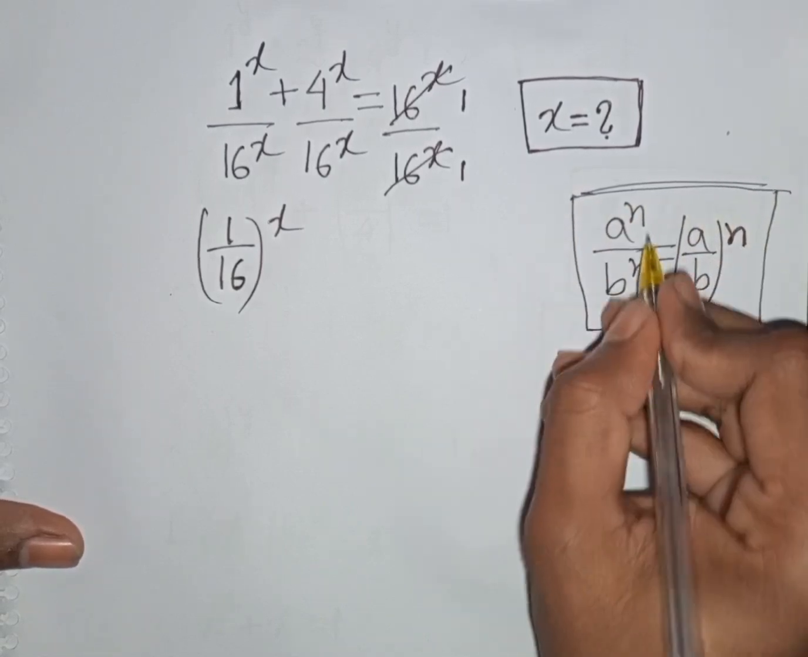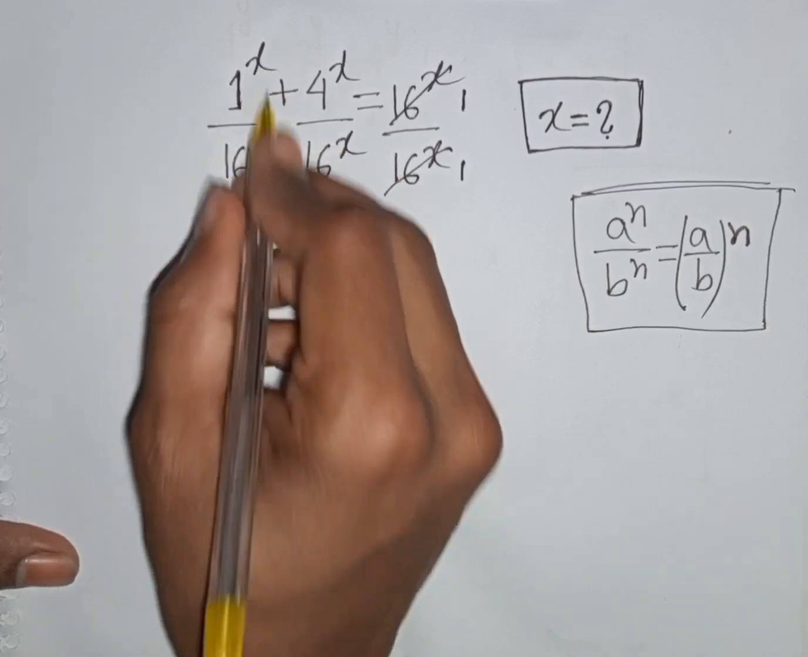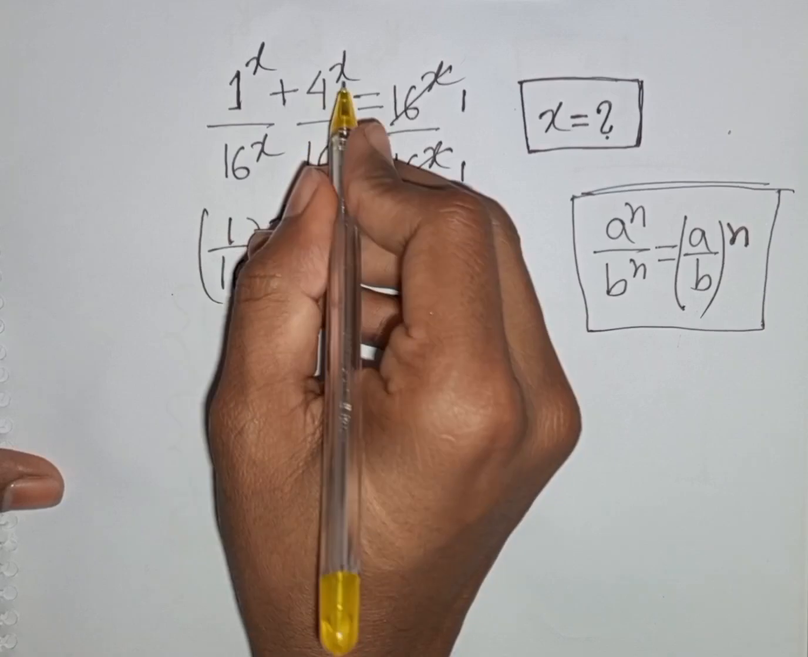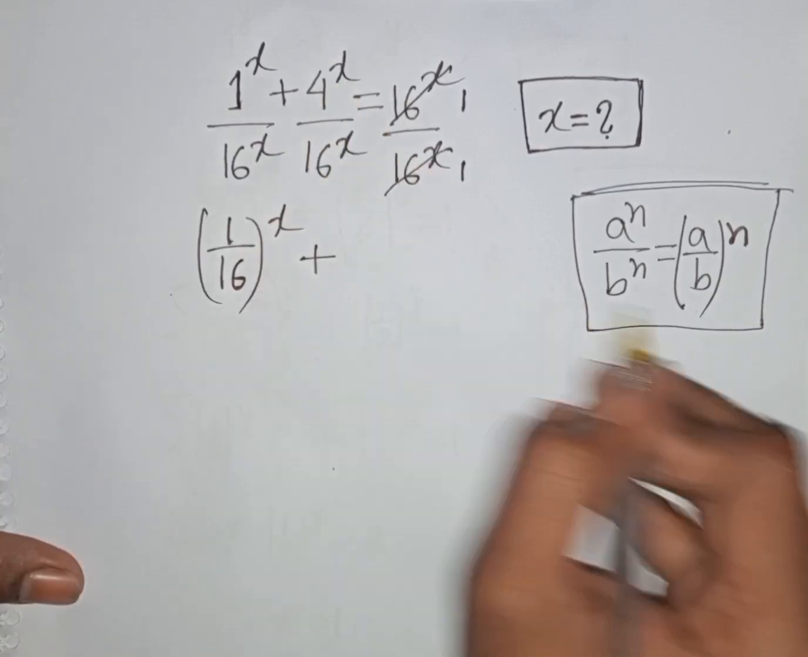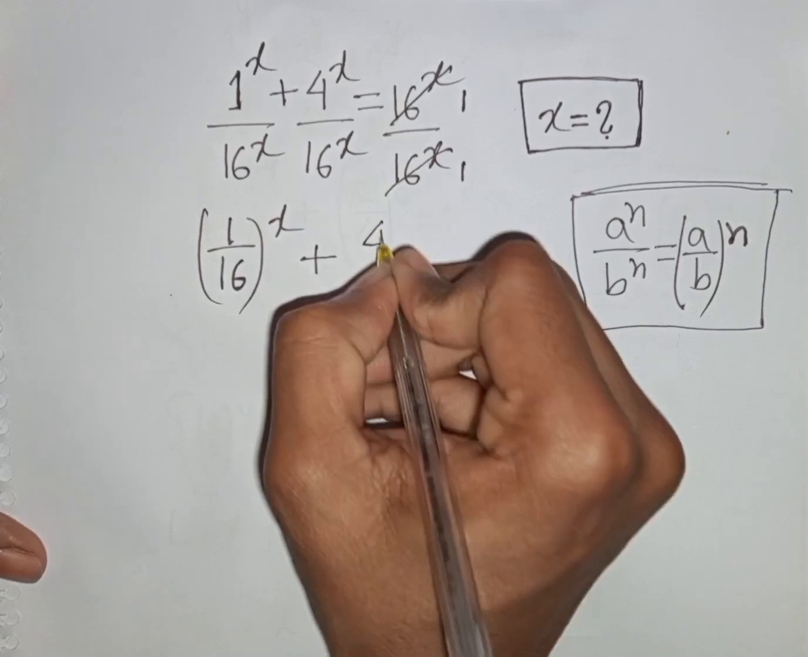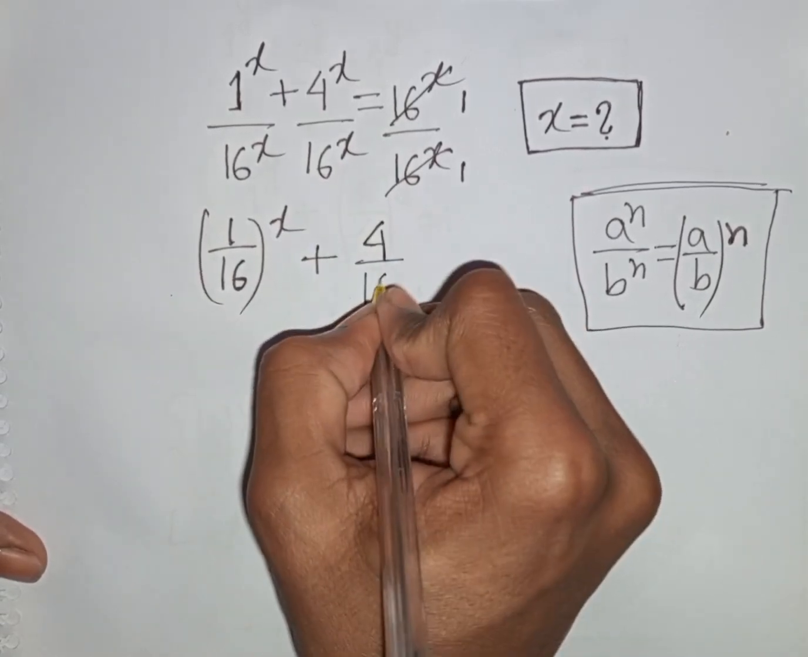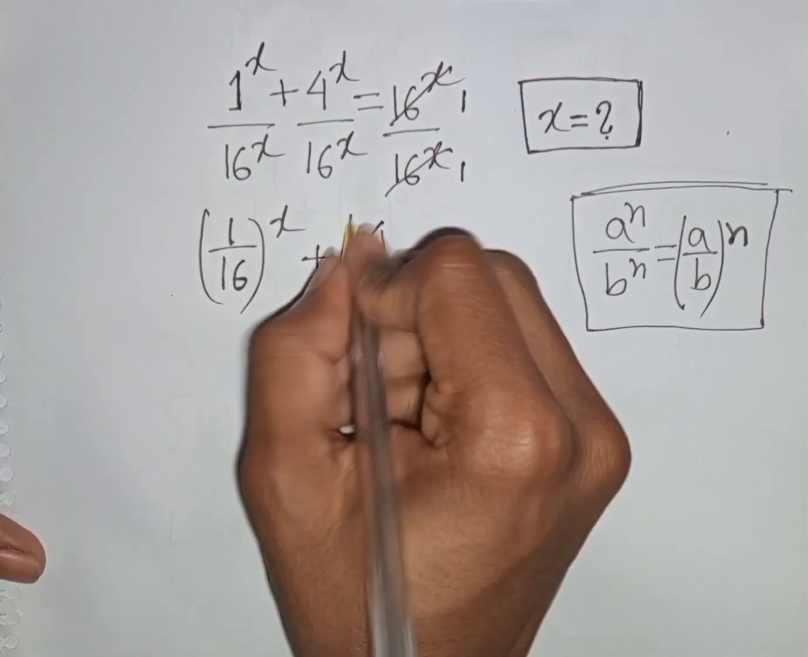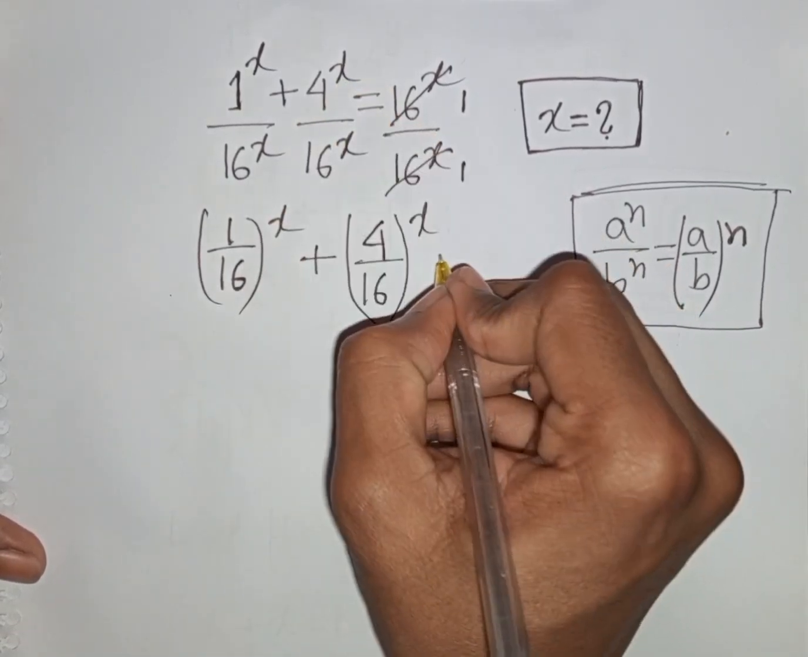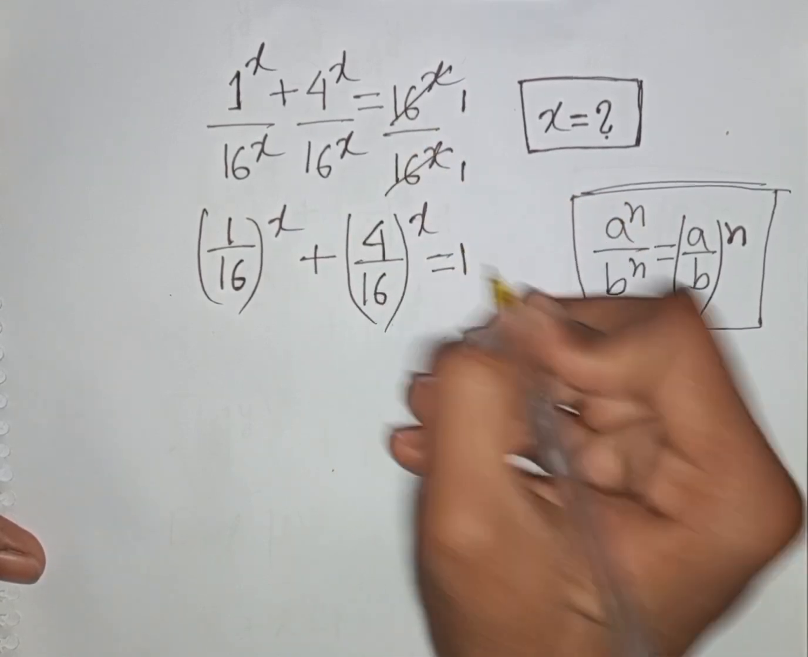That means the same power but different base. Here x is the same power but different base, then plus again x, the same power but different base. So according to this exponential rule, we can write here (4/16)^x is equal to 1 divided by 1, that means it will be 1.